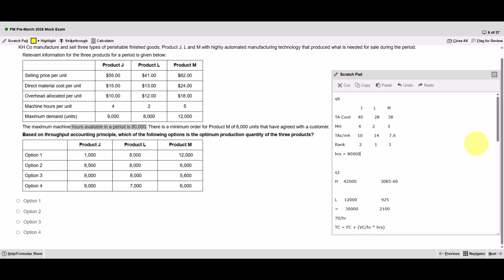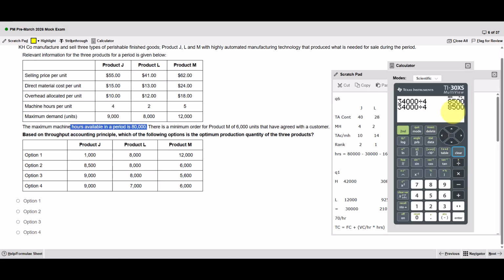We've got 80,000 hours available. If we're going to make the first 6,000 of M, and that takes 5 hours, that uses 30,000. So that leaves me with 50,000. Next, as ranked 1, we would make 8,000 of L, which uses 2 hours. So that's another 16,000. So I've now got 34,000 hours left. Rank 2 is J. This uses 36,000. So we can't make all of the J. I can quickly see that it is going to be about 8,500.